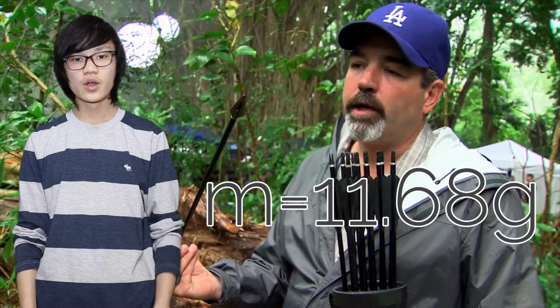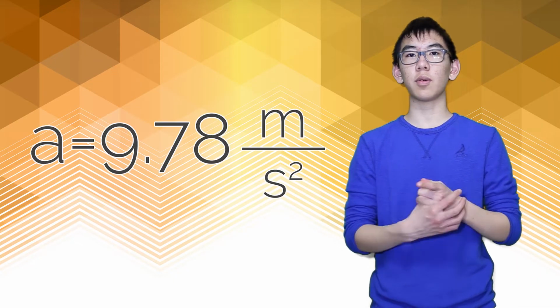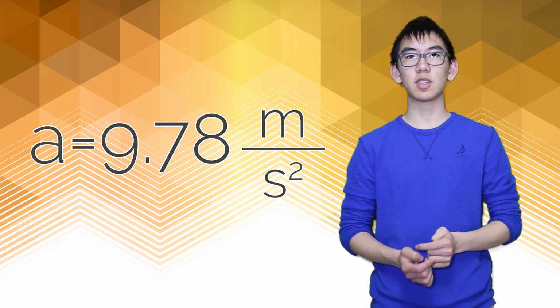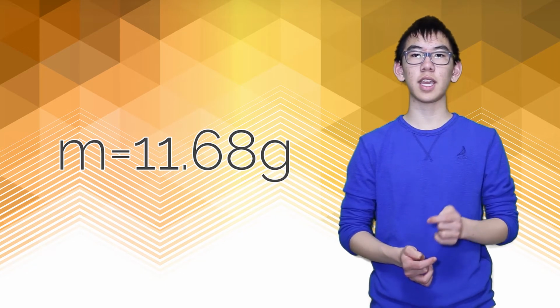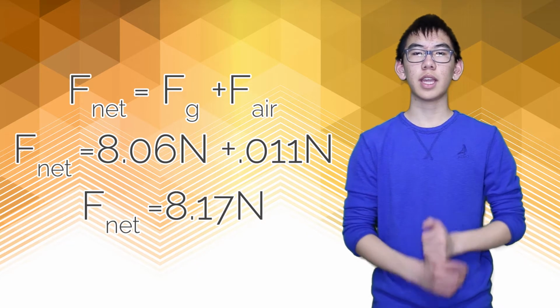The arrow she uses weighs 11.68 grams. High-end recurve bows can shoot at a speed of 106.68 meters per second. Plug everything into our equation and we get this! The force of gravity, in this case, since they're in Hawaii, would be 9.78 meters per second squared times 0.01168 kilograms.